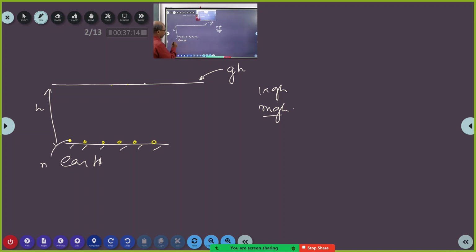Now I have mass m here. All these are mass m. Now I will throw this with velocity v1, I will throw this with velocity v2, this with velocity v3, v4, and so on, v5, v6, v7. These are different velocities with which I throw the masses. What will happen to each one of them if I throw them?